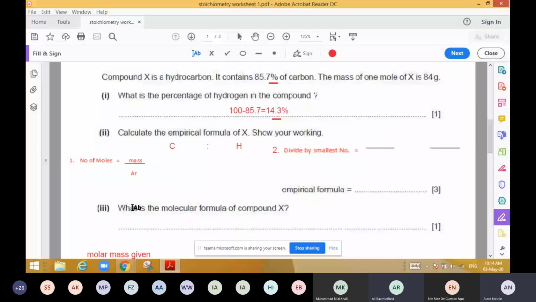What is the mass of carbon? It's 12. So 85.7 divided by 12. Very good. What is the mass of carbon given in the question? It is 85.7. So what you will do is take 85.7 and divide it by 12. What will be the answer?